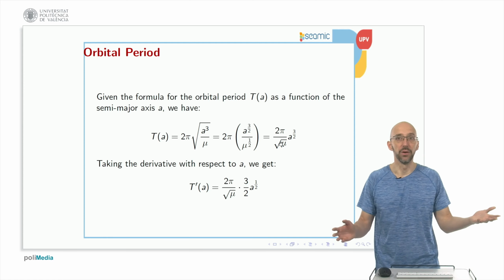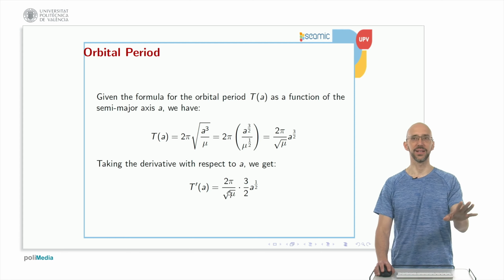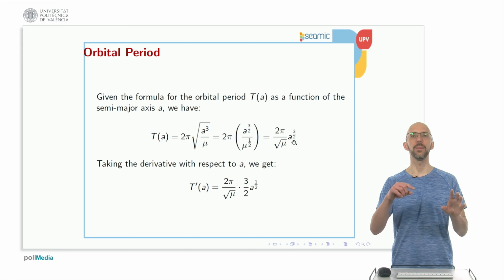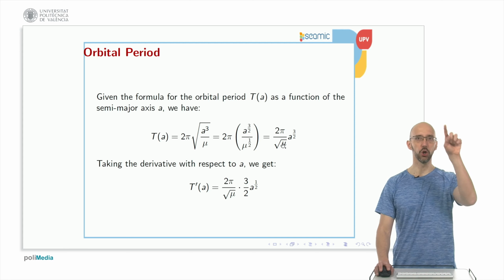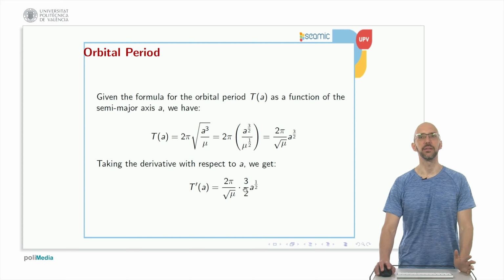Okay, so what is the derivative of this? Remember that if we have a constant multiplying the function, the constant remains. So 2 pi over the square root of mu is here. Then how do we calculate the derivative of a power 3/2? The exponent goes down. As you can see here, we have the 3/2, and we subtract 1 to the exponent we had before. So it's 3/2 minus 1, that is 1/2. So the derivative is very easy.